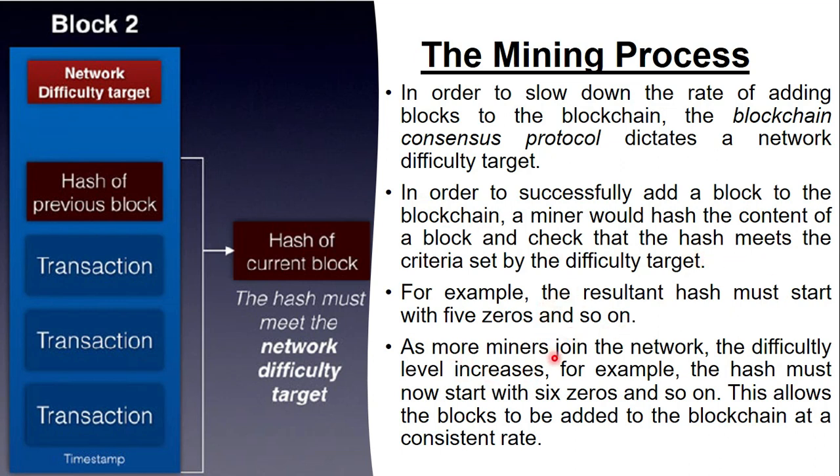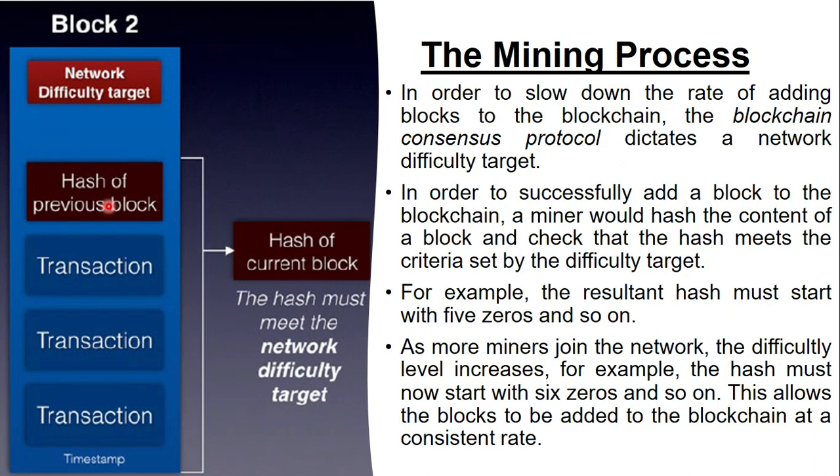As more miners try to join the network, the difficulty level increases. For example, the hash must now start with 6 zeros and so on. This allows the blocks to be added to the blockchain at a consistent rate. Now what happened here is, we already have some transactions and we have a timestamp. Now there will be the hash of the previous block that we already stored.